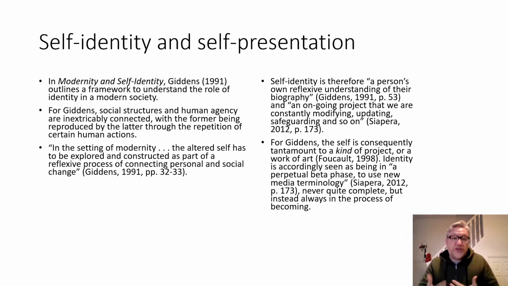So in Modernity and Self-Identity in 1991, Anthony Giddens outlines a framework to understand the role of identity in modern society. And despite the fact that this is written sort of pre the popularization of digital media, and certainly pre-social media, I think this is very useful for us to know. So for Giddens, social structures and human agency are connected, as we saw in lecture 1, with the former being reproduced by the latter through the repetition of certain actions. So in the setting of modernity, the altered self has to be explored and constructed as part of a reflexive process of connecting personal and social change.